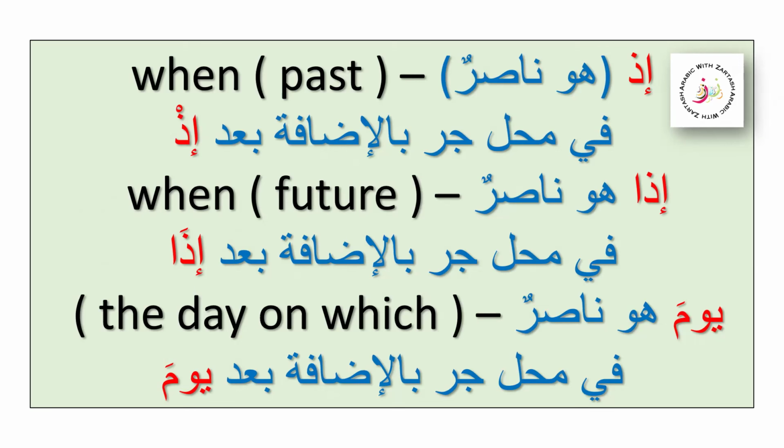So we have Idh, Iza, and Yawma. These are all special mudaf. They are zarf of time because they show time: past and future. They are going to push the meaning into the past for Idh, and the future for Iza and Yawma, the day on which a particular day. So they are going to make an idafa construction, and we are going to have "fi mahalli jar" after Idh, Iza, and Yawm.